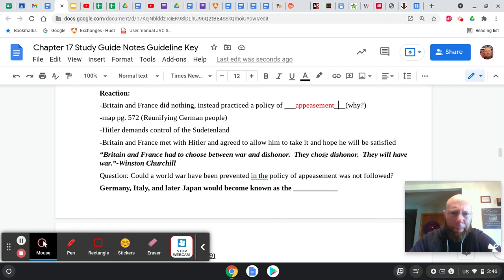Eventually, Britain and France met with Hitler when he demanded the Sudetenland. They agreed to give it to him if he promised that he would stop and be satisfied. Winston Churchill, one of my heroes, called British leaders out on this and said Britain and France had to choose between war and dishonor. They chose dishonor. They're going to have war. So essentially saying, we could have stood up to this dude. Instead, we dishonored ourselves. We're going to have to stand up to him at some point anyways, and later he's going to be stronger. All right.